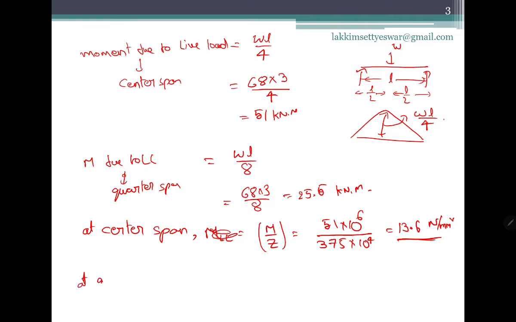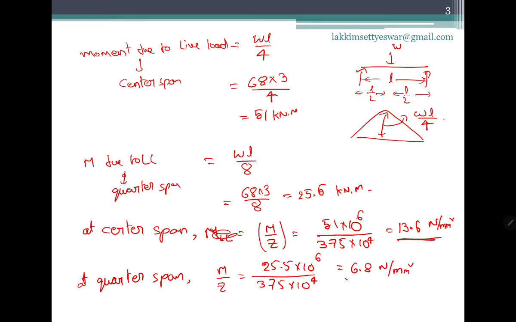At quarter span, the bending stress is M by Z equal to 25.5 into 10 power 6 divided by 375 into 10 power 4. So that is equal to 6.8 Newton per mm square. This is the bending stress due to live load at quarter span.